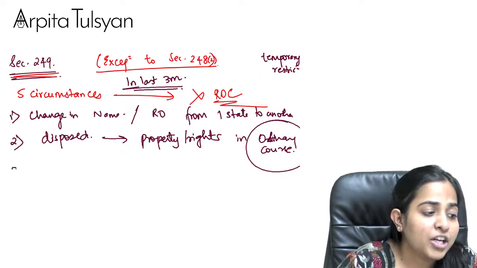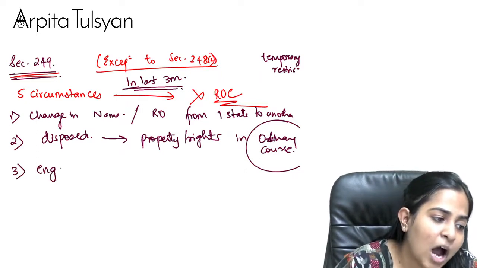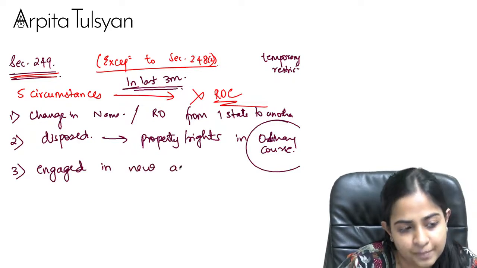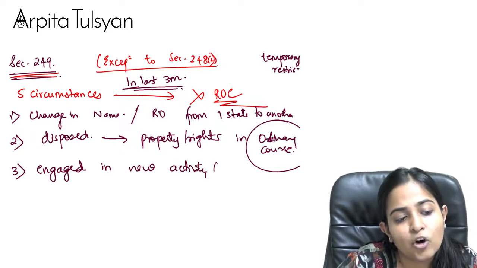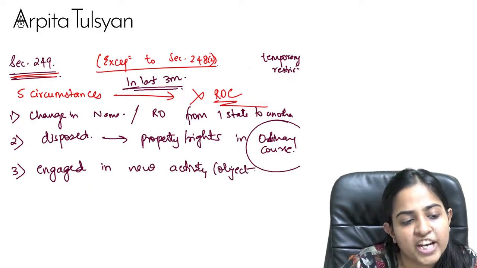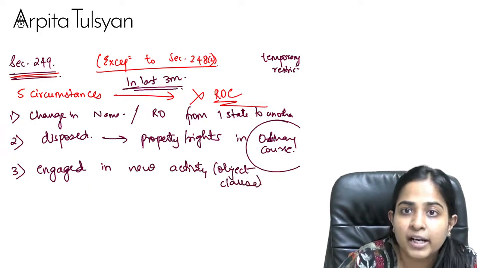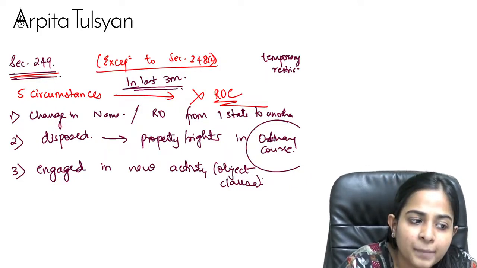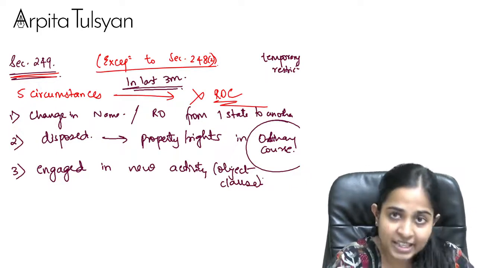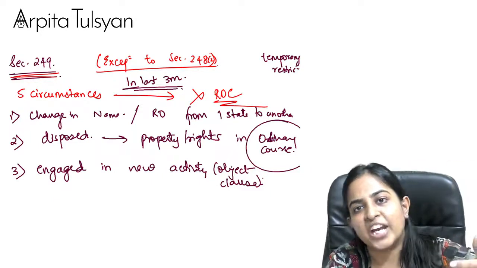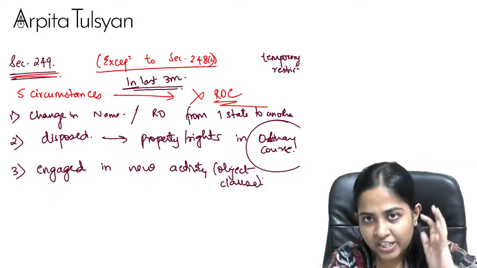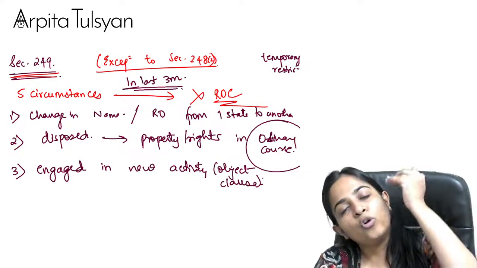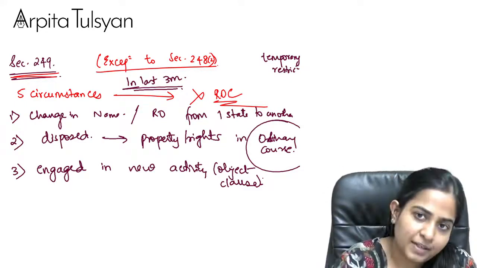Suppose you have now been engaged into any new activity, means your object clause has totally changed. Object clause is very, very important. That is nothing but the main business activity of the company. So if you are not engaged in the existing activities and you want to change it, the moment you have changed it, wait for a period of 3 months, then only you can go and make an application.